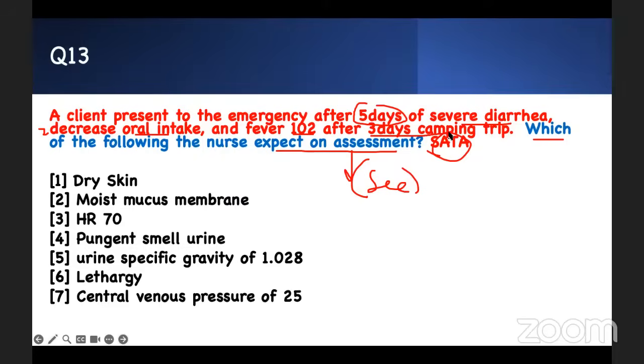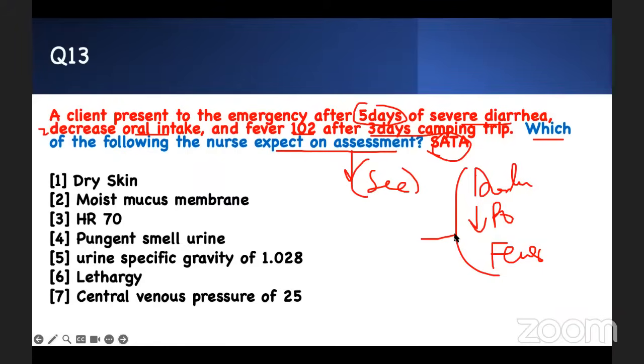There's a bunch of distractors there, but don't worry about it. Put it together. I have diarrhea, I'm not eating, and I have fever. What would this cost me? I've been camping for 3 days. What would it lead my body to do? What state would I be in?